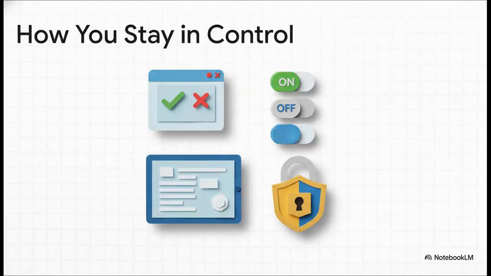So how do you stay in control? Well, the framework has multiple layers of safety. You might get an approval pop-up before the AI sends an email. You can pre-approve certain safe operations, like telling it it's always okay to read from a specific document. You'll also have access to a full activity log to see everything the AI has done. And of course, you can just simply toggle tools on or off right in the interface.